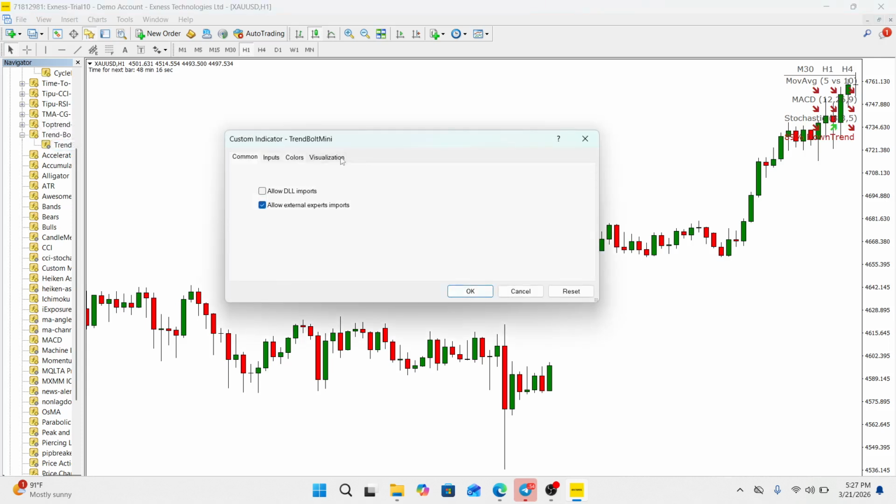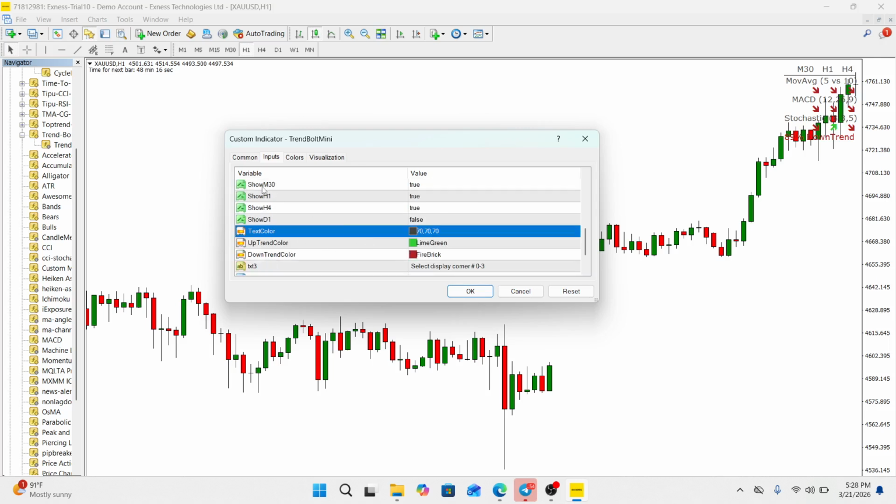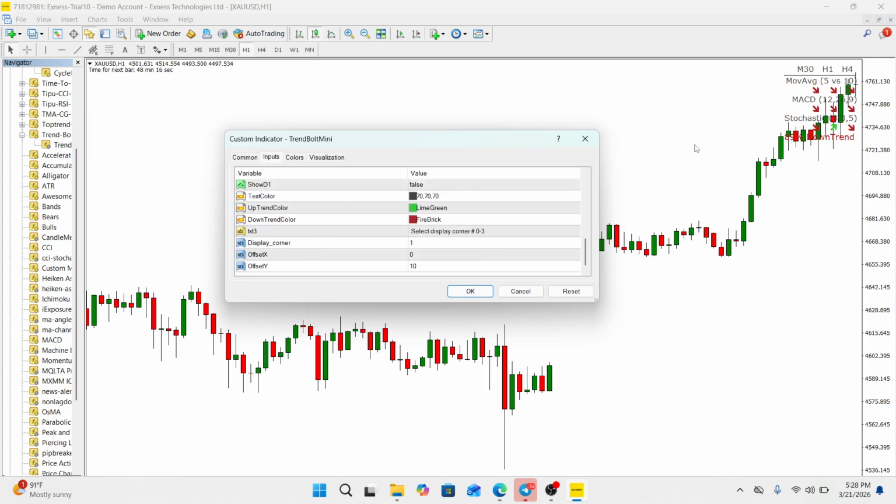As for the indicator settings, let's take a look at what we have at the inputs. So we basically have the fast MA, the slow MA, the moving average type, the MACD fast EMA, MACD slow EMA, the periods, both the K period and the D period, and then you can select the time frames you want to see in your dashboard over here. You can also choose your preferred colors and how you want it to appear, so it fits in perfectly with your underlying MT4 chart's theme. So it's all here. It can be customized to suit your preferences.